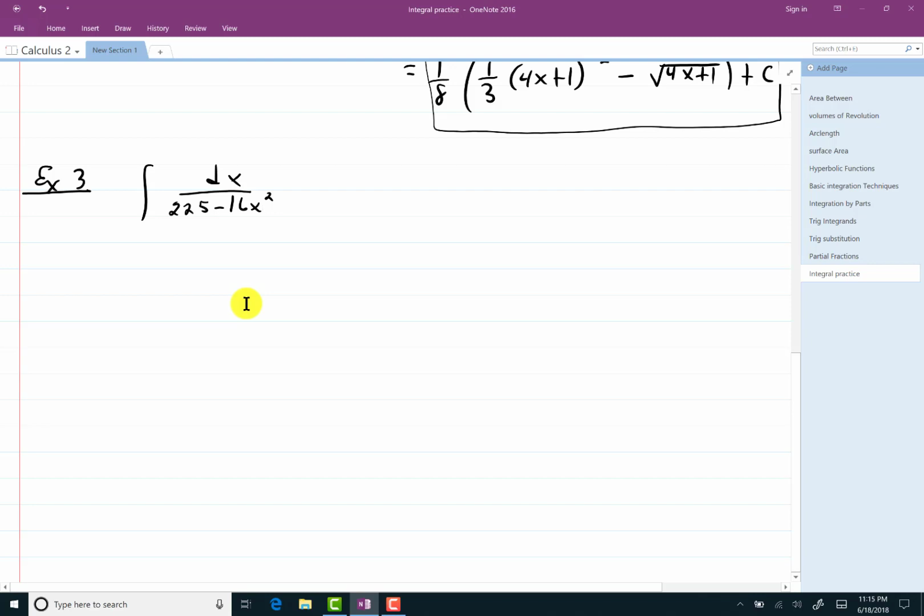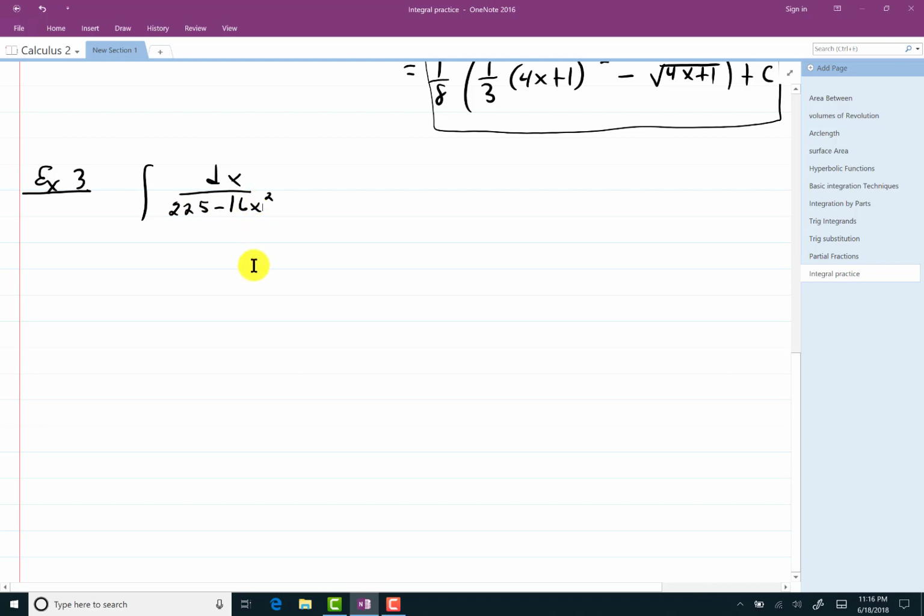So I think, as trig things go, if sine and cosine is not going to work, you might consider a connection between secant and tangent. We have secant squared minus 1 is tangent squared, and then 1 plus tangent squared is secant squared. None of these are quite taking the form that I want. However, if you look, 225 is 15 squared, and this over here is 4x, that quantity squared.